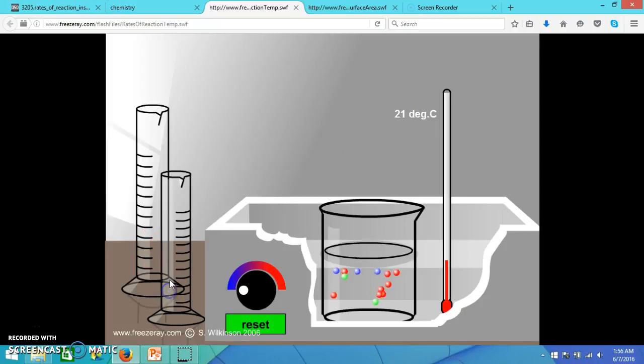As we put these into the beaker, you'll notice that the blue and the red reactants, when they collide, we're talking about collision theory here, when they collide with sufficient energy and orientation, we'll be able to form a product, which you see in green. And you'll notice that when we have a lower temperature, these reactants and products don't move around as much. So there we go, our reaction's finished now. So we're going to reset this.